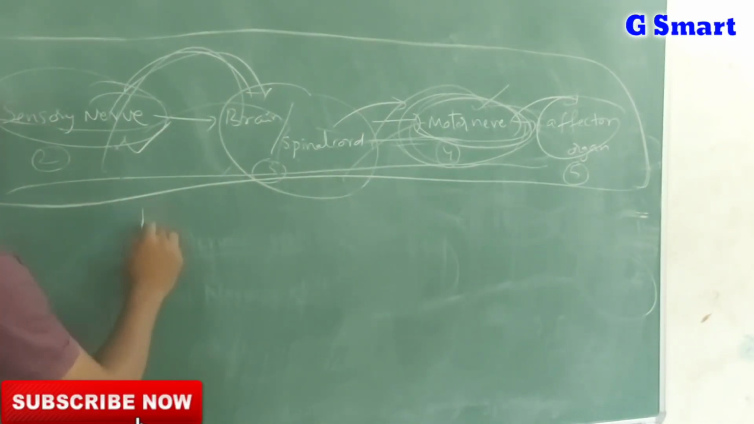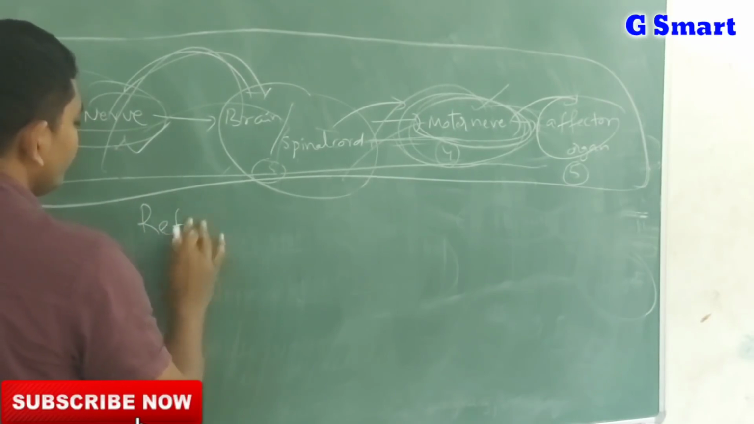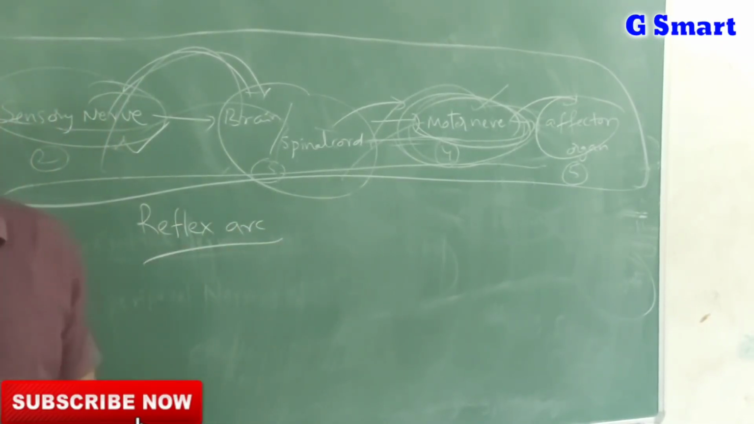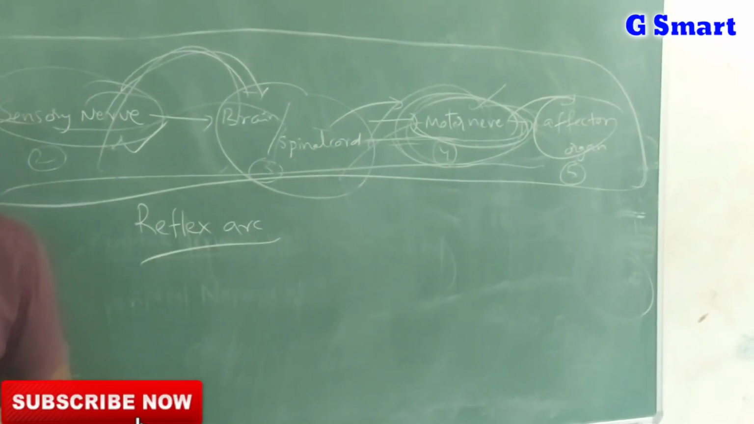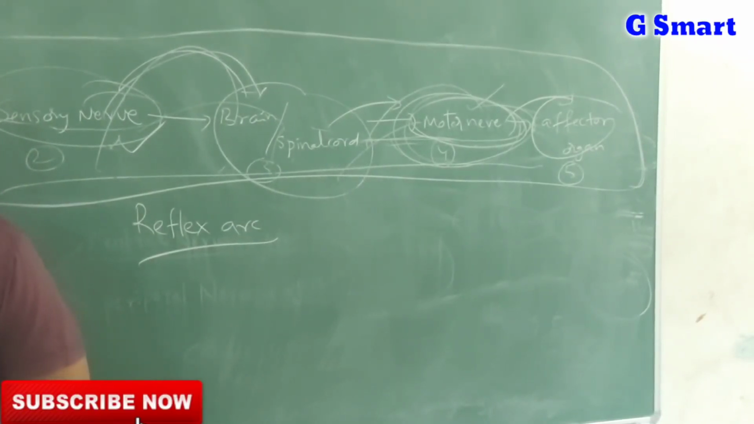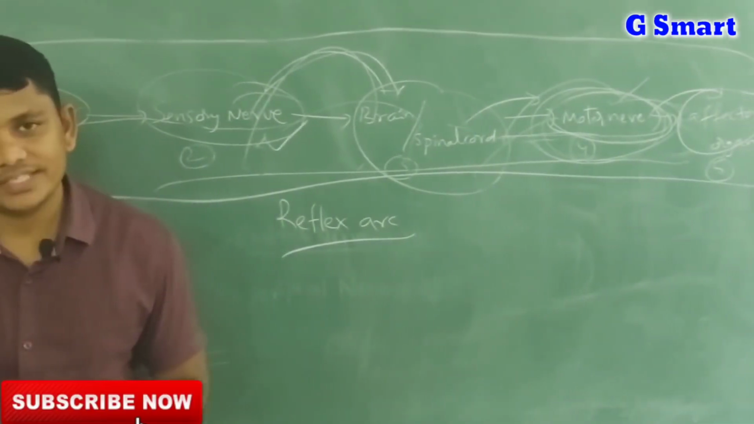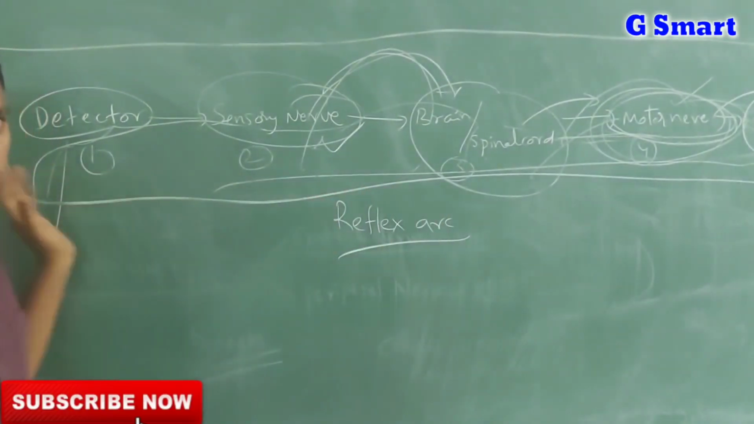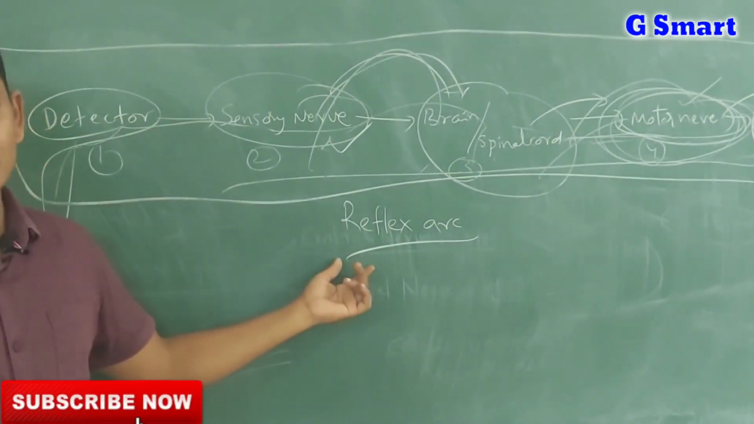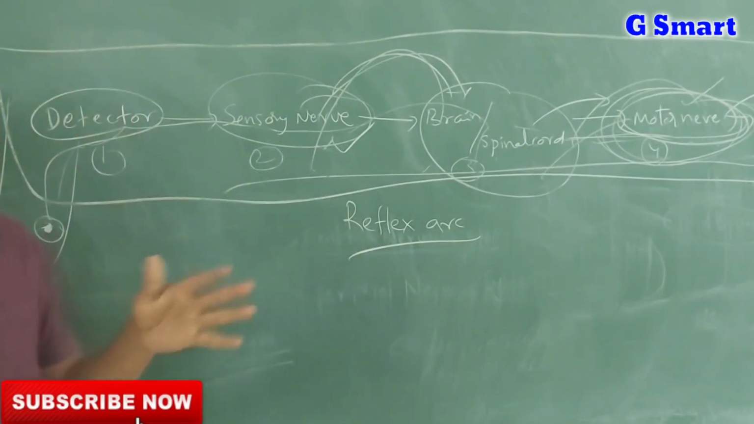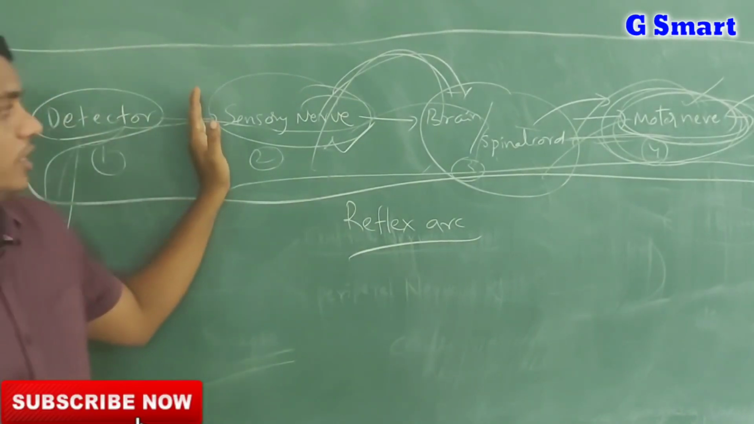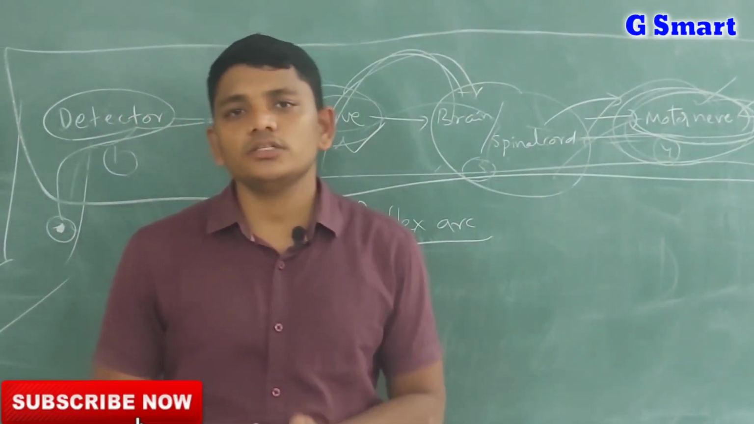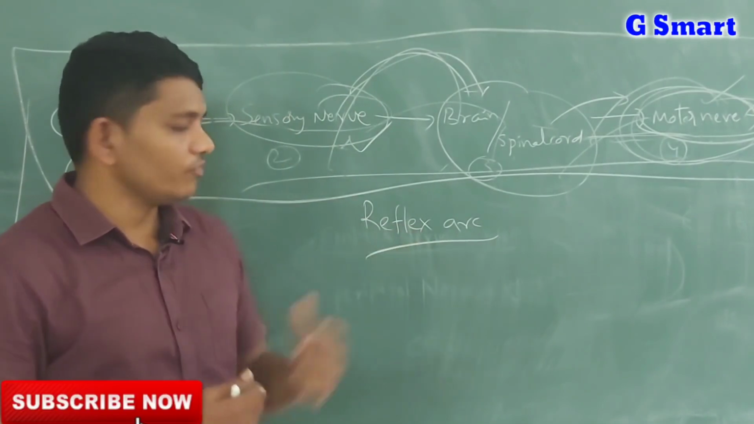This entire pathway is called the reflex arc. So the reflex arc is nothing but the signal pathway of the information. The signal pathway of the information is called the reflex arc. In the reflex arc, we can see five factors: detector, sensory nerve, brain, motor nerve and effector. These are the cells usually seen in the reflex arc.